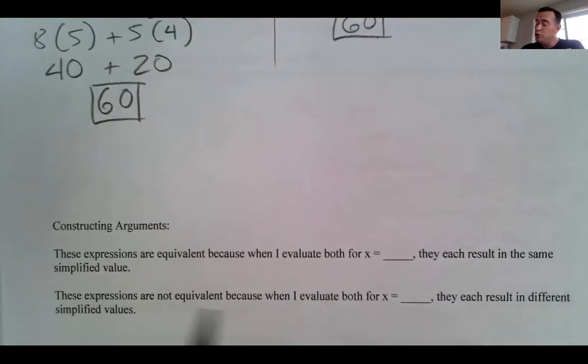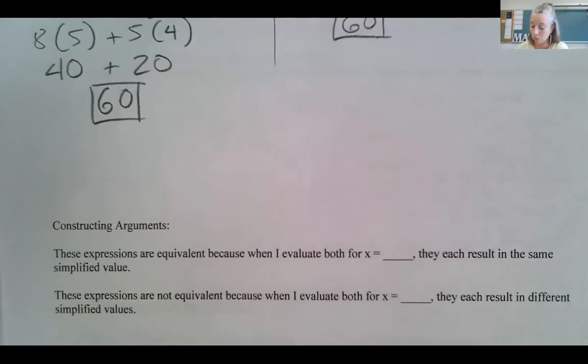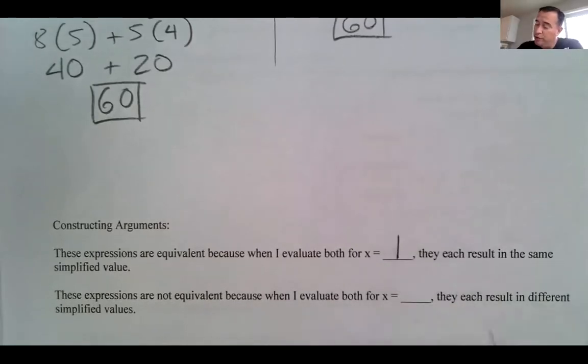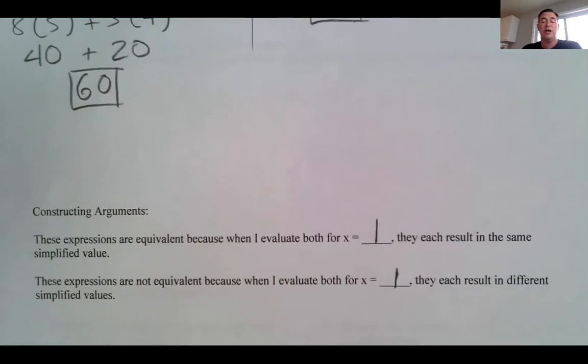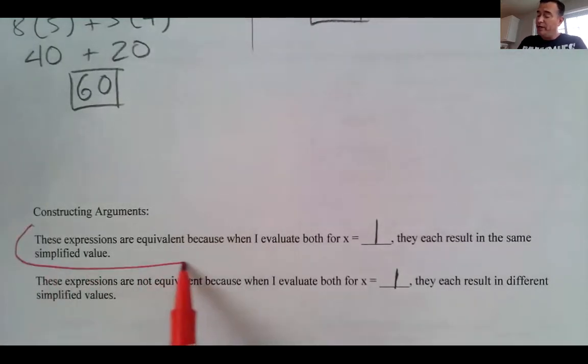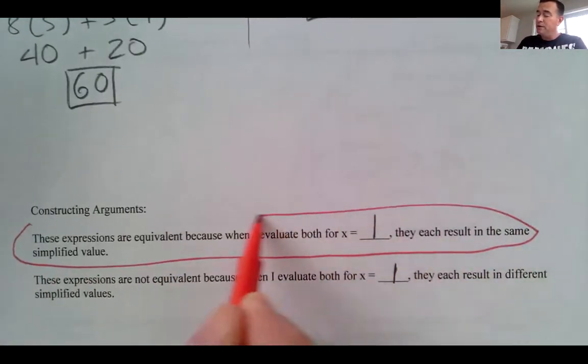And so the 2 sentence starters that we have are: these expressions are equivalent because when I evaluate both for x equals 1, we chose 1, they result in the same simplified value, or they're not equivalent because when I evaluate both for x equals 1, they each result in different simplified values. Now, in this case, the one that we found was that they did result in the same value, so we can say that they're equivalent.